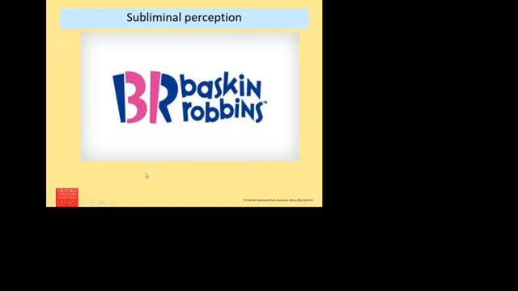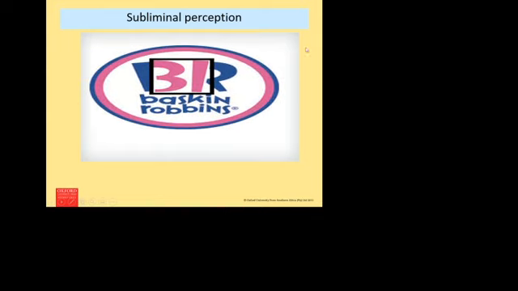An example of subliminal perception is Baskin Robbins here. We see this, but we are not aware. Maybe we see Baskin Robbins, but we are not aware that they have 31. This 31 has a meaning for them. I don't actually know what the 31 means, but I just want to show that we see, but we are not aware.